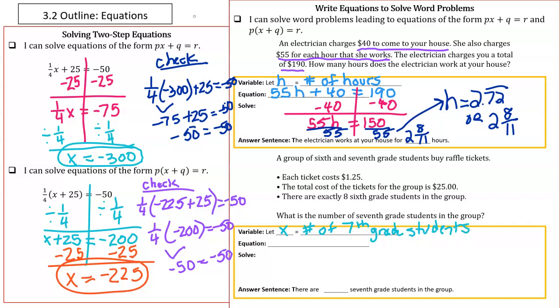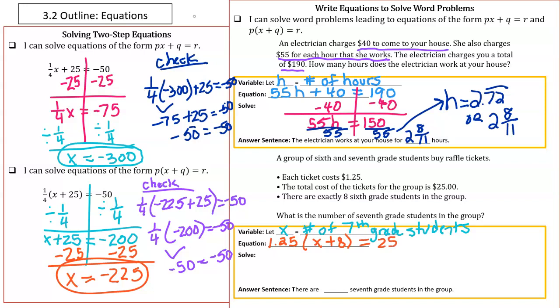This one fits the second form of the equation. P times the quantity of x plus q equals r. So each person is going to pay $1.25. So that's going to be my p value. And then I have 2 sets of people. I have 6th graders and 7th graders. So I have 8 6th graders and x 7th graders. So my x plus q is going to be x plus 8. And then my total is how much they spend, which is the $25.